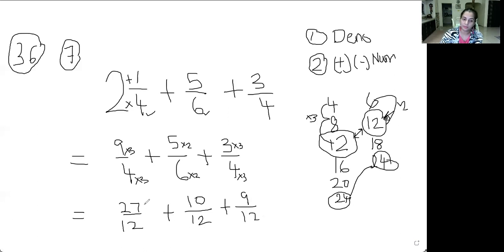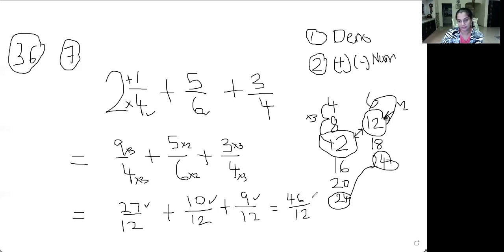Now, all you're left to do is add the numerators. You have got all your denominators as 12, so now you just add the numerators, and let's see what your answer will be. 27 plus 10 is 37. 37 plus 9 would be 46. So you will get your answer as 46 over 12.